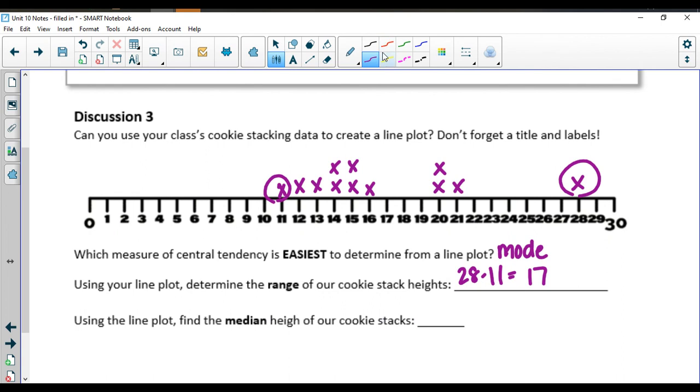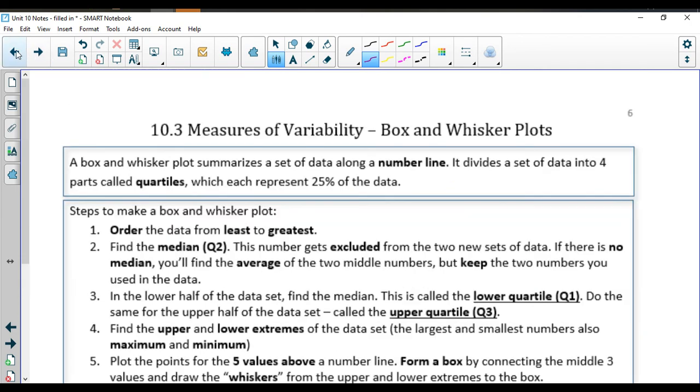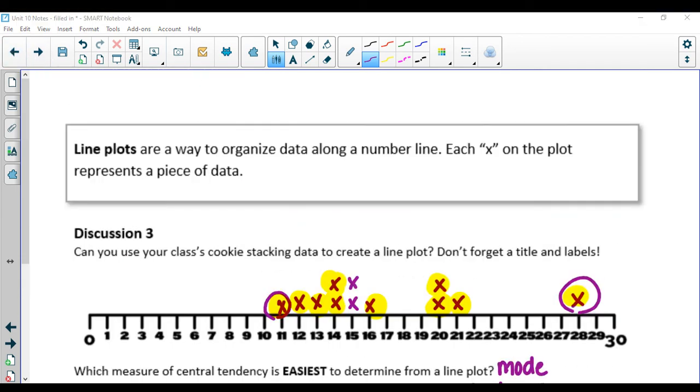And the median height of our cookie stacks. The easiest way to do this is to go from one end to the other, marking these off as you go. That leaves us with a median score of 15 for our cookie stacks, which is what we found when we set up our data before. That's it then for lesson 10.2, talking about central tendencies.